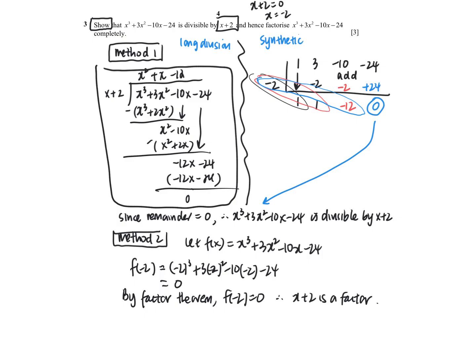If you show the long division, must we also do the factor theorem? No need. You just have to tell me since remainder is 0, that's why it's this. You must give me that concluding statement.